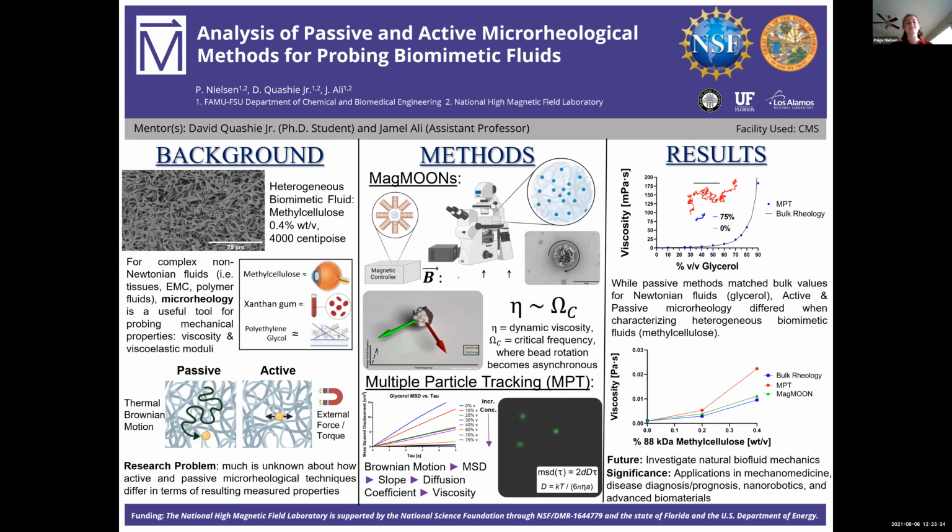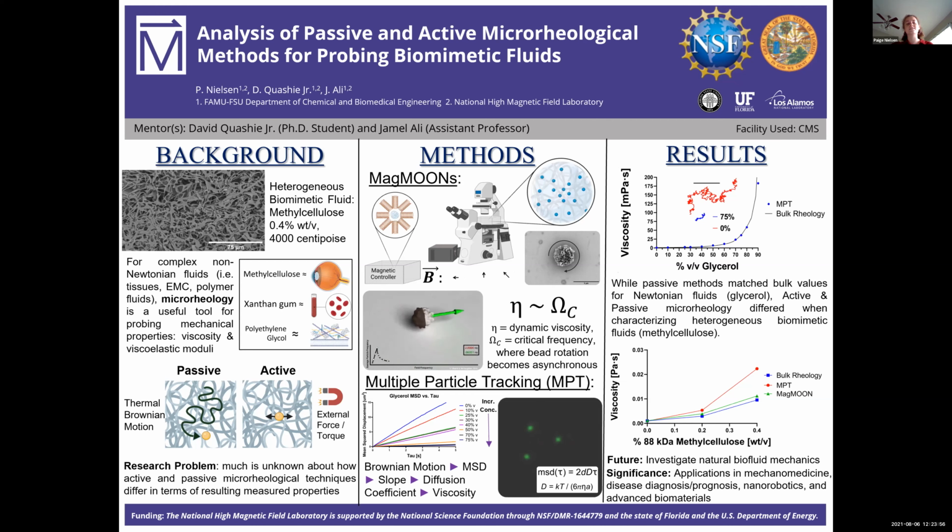To indirectly study the mechanics of natural biofluids, which are often difficult to obtain, we can use non-Newtonian biomimetic polymer fluids such as the methylcellulose in this SEM micrograph and investigate their viscoelastic properties using microrheology. Some polymer solutions that we are studying include methylcellulose, which is an analog for the vitreous humor, xanthan gum, which is an analog for blood, and polyethylene glycol, an analog for the extracellular matrix.